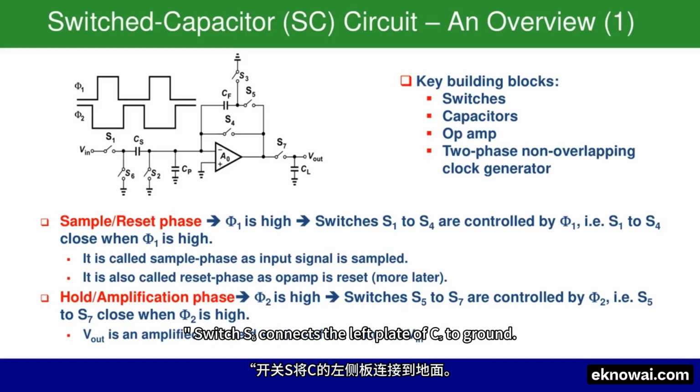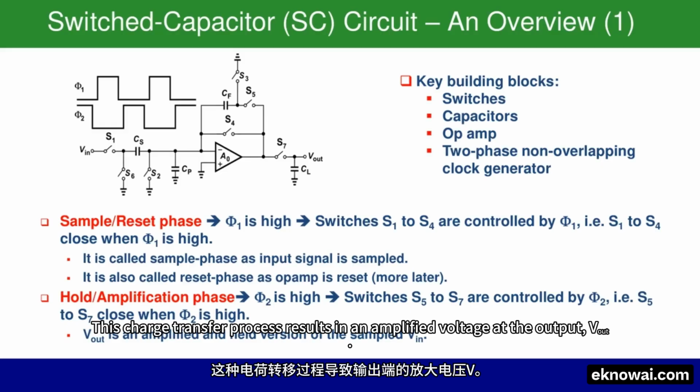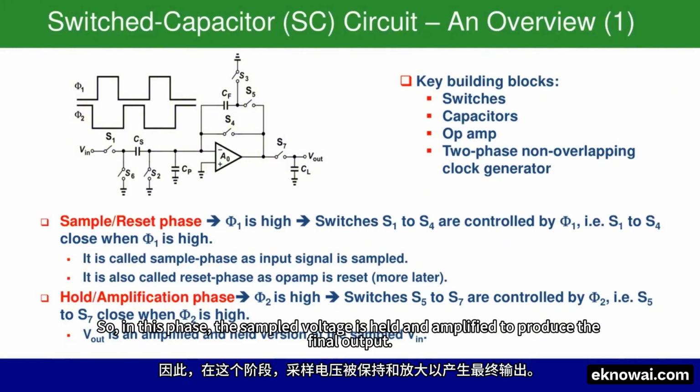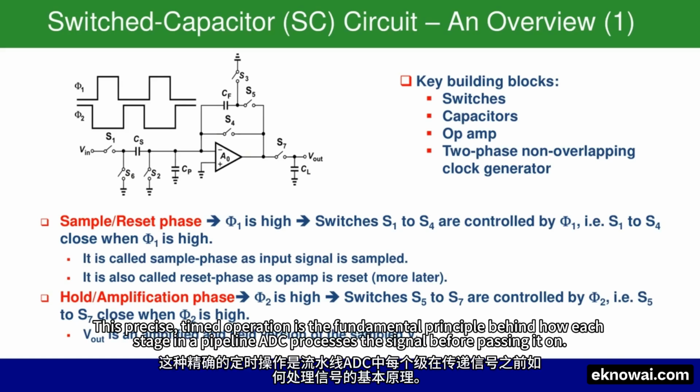The charge that was stored on Cs now has to go somewhere, and it gets transferred through the op-amp's input to the feedback capacitor, Cf. This charge transfer process results in an amplified voltage at the output, Vout. The amount of amplification is determined by the ratio of the capacitors Cs and Cf. So, in this phase, the sampled voltage is held and amplified to produce the final output. In essence, this circuit performs a sample, hold, and amplification function in two clock phases. This precise, timed operation is the fundamental principle behind how each stage in a pipeline ADC processes the signal before passing it on.